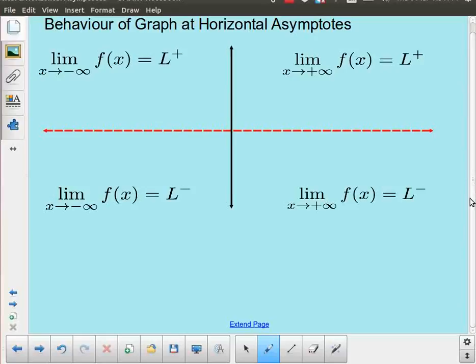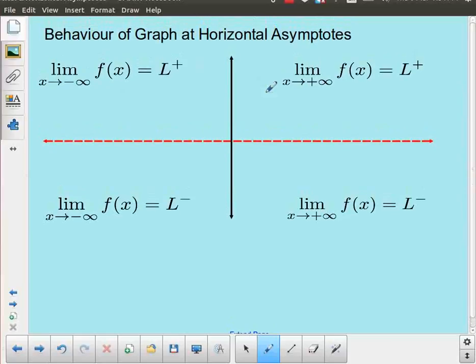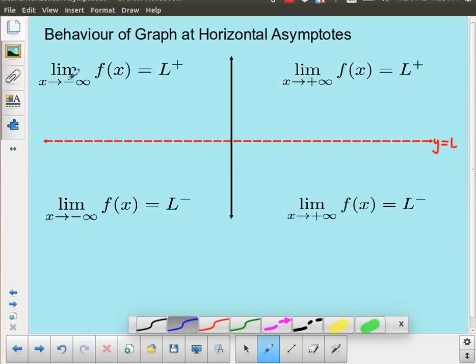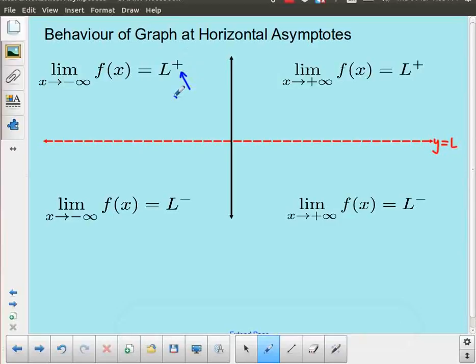Okay, so let's take a look at just some very general behavior. Here I've got my asymptote, and this is at the value, let's say, y equals L. So let's take a look at these. The limit as x approaches negative infinity of f of x turns out to be approaching L from above. And from above means from y values that are higher than L. So in other words, from above the asymptote. That would be something that looks like that. That's how it would approach that asymptote.